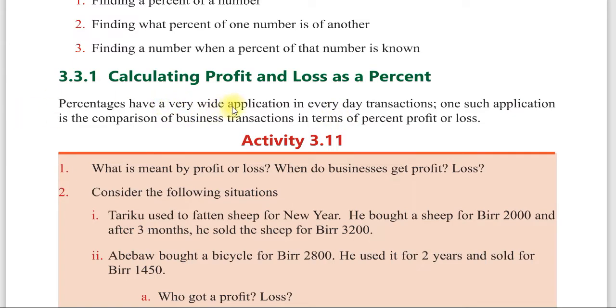Percentage has a very wide application in everyday transactions. One such application is the comparison of business transactions in terms of percent, profit and loss.